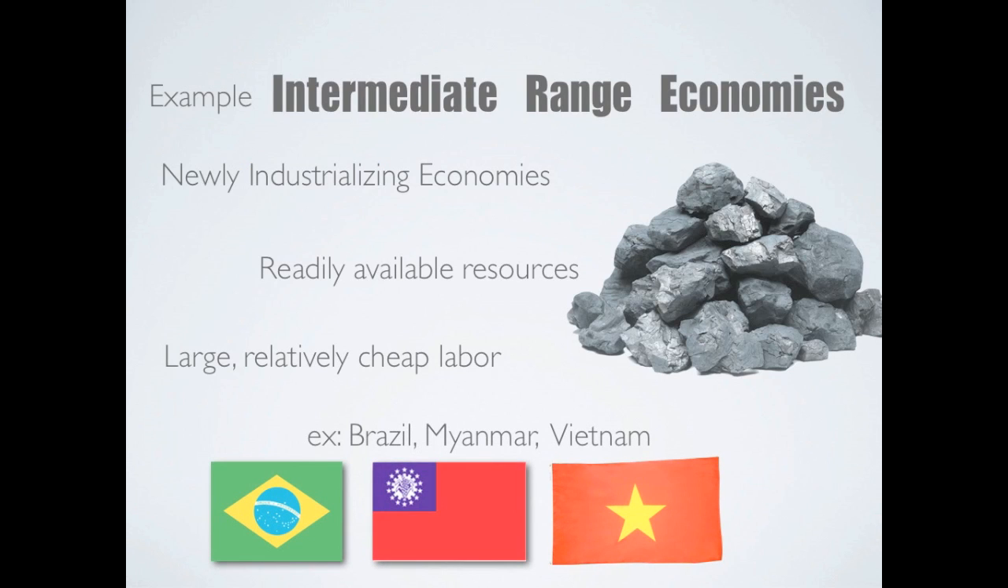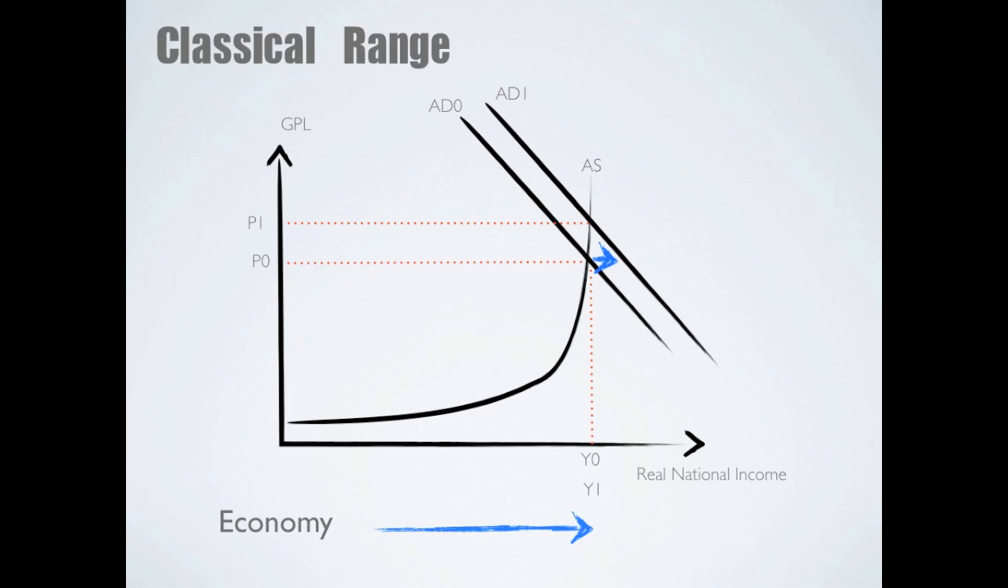An example of such intermediate range economies are those newly industrialized economies with readily available resources and large, relatively cheap labor, and those are Brazil, Myanmar, and Vietnam, for instance. Let's look at the classical range.